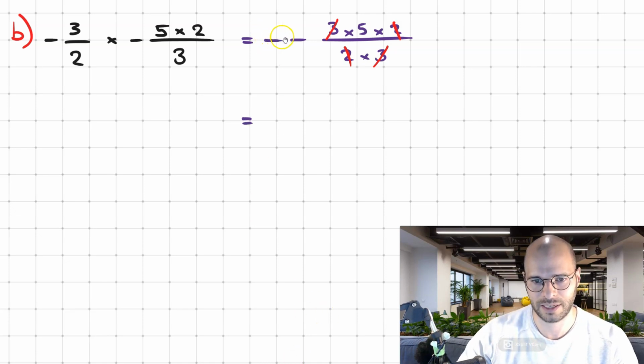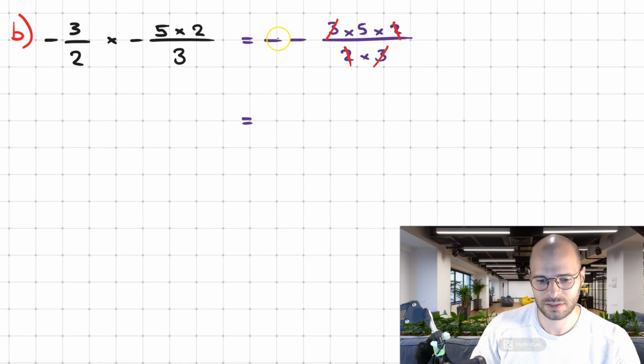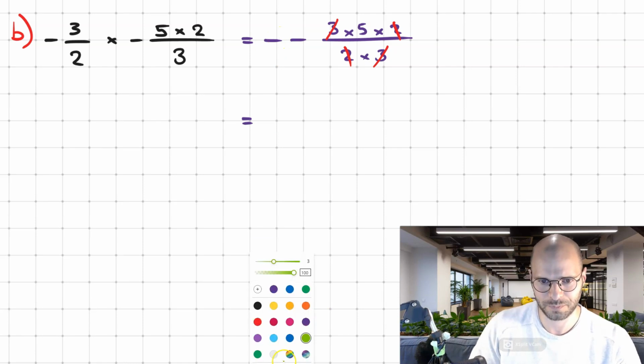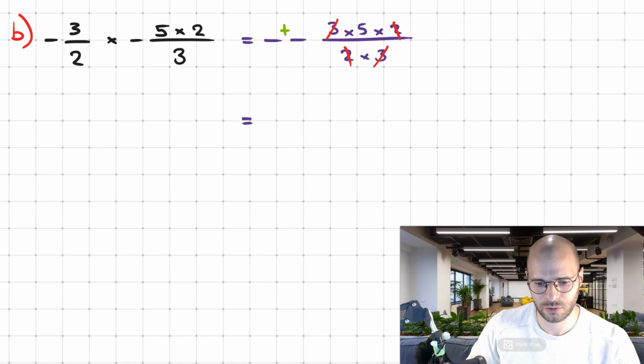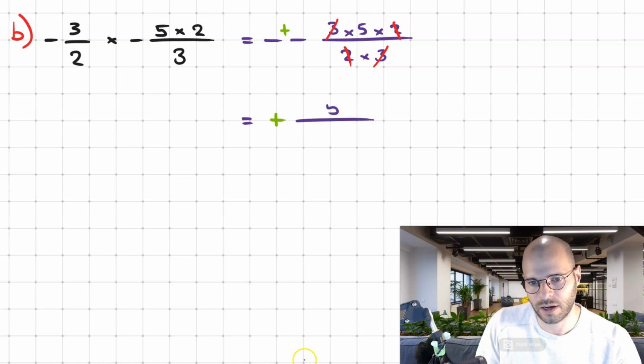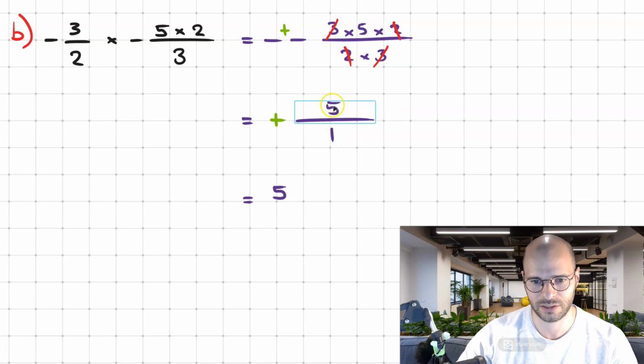Now I look above here and I have two negative signs. Because these two negative signs are together, they're going to turn into a plus. So I'm going to get positive, vinculum, 5, and then I find I've got nothing downstairs. Because I've run out of factors downstairs, I cancelled everything out, I just put a 1. So the answer to this is going to be 5, because anything over 1 is just equal to whatever's upstairs in the numerator. So 5 over 1 is 1, or 5.